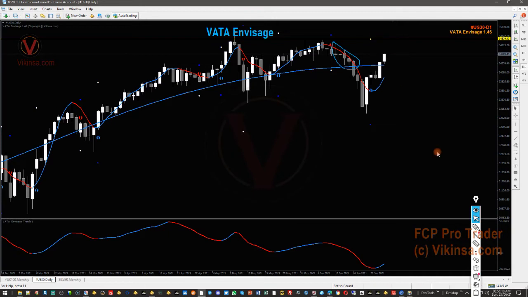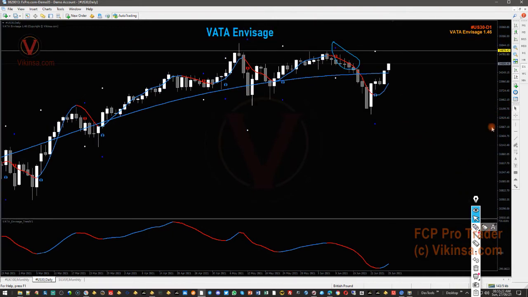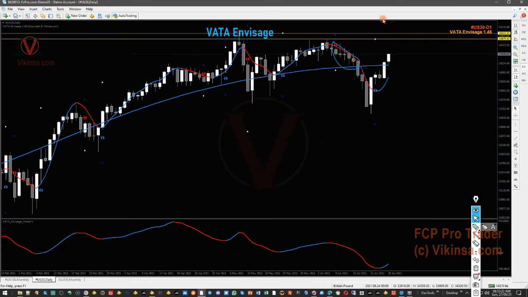If the market closes beyond this level, then the previous signal will be invalidated, and this is another level which we are looking for, 35015. That's quite a possibility for this market to achieve. So this is what we have on Dow Jones.